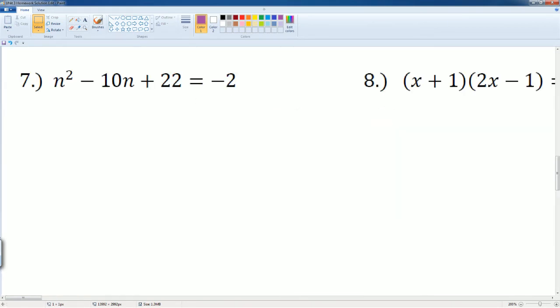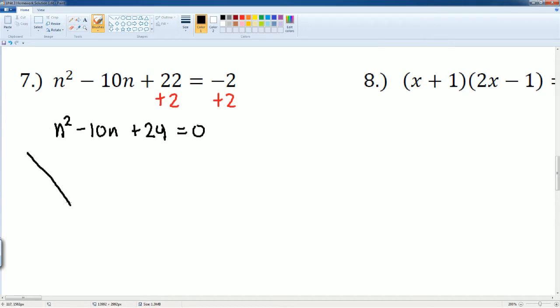Okay, we want to make sure it equals 0 when we try to solve it, so we have to add 2 to both sides. Once we add 2 to both sides, you get n squared minus 10n plus 24 equals 0. The number in front here is a 1, so we can now use the x method. We want to find two numbers that will add up to negative 10, but multiply to make 24.